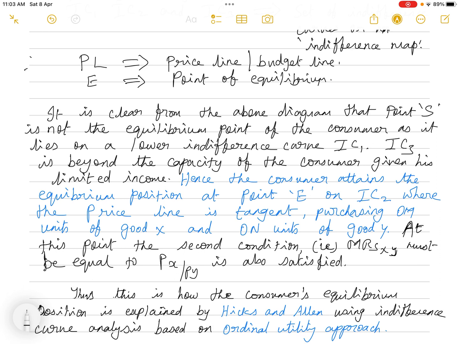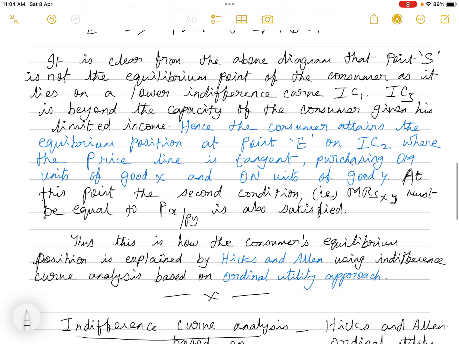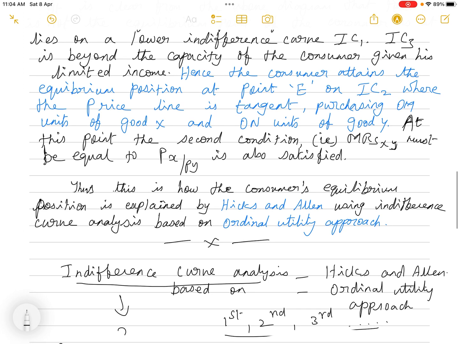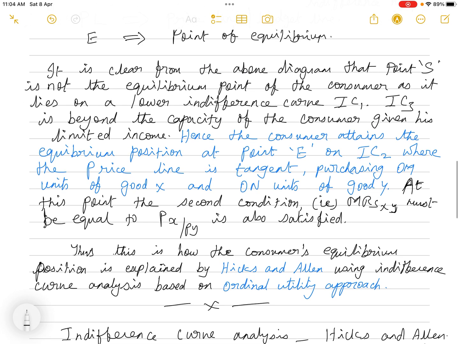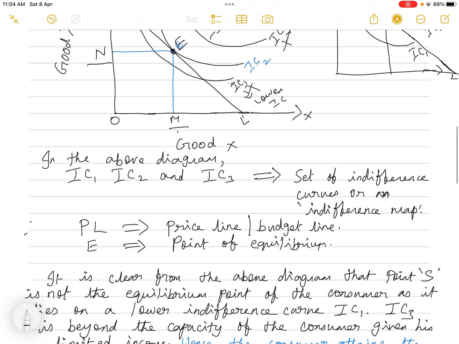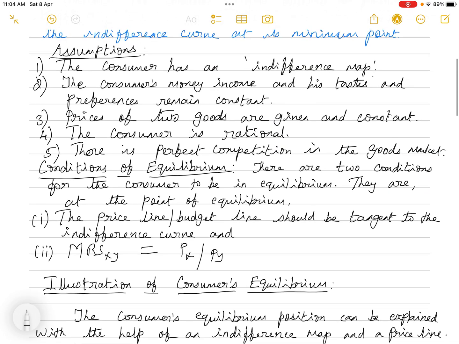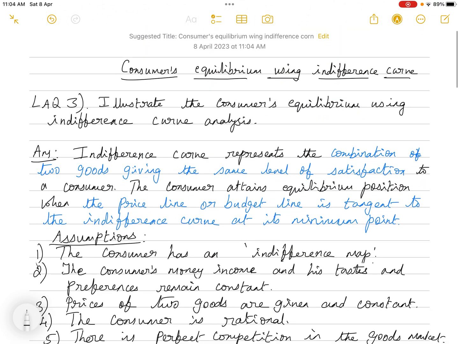At this point, the second condition, that MRS XY must be equal to PX by PY, is also satisfied. IC2 represents MRS XY, and the price line PL represents PX and PY. So that condition is also satisfied. Thus, this is how the consumer's equilibrium position is explained by Hicks and Allen using indifference curve analysis based on the ordinal utility approach. You can write this part in the introduction or at the concluding part also. This is also one of the important 10 marks questions which can be asked in the board exam.